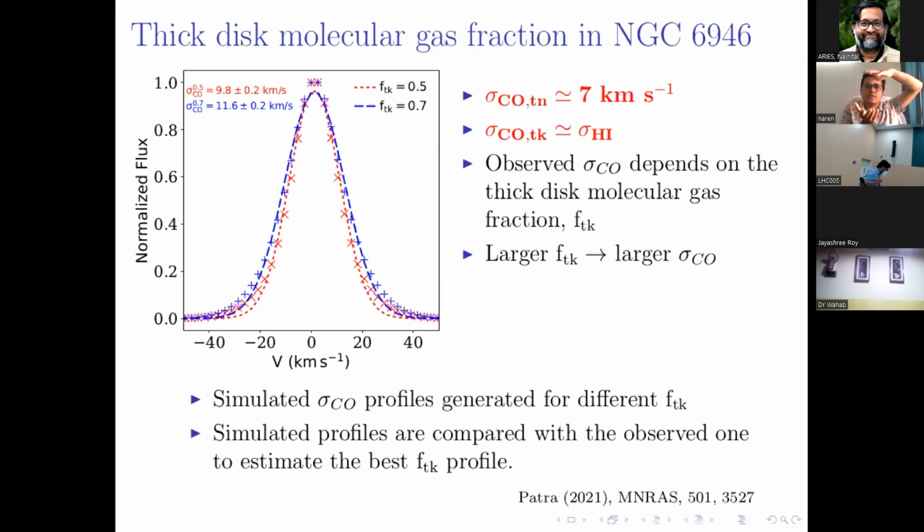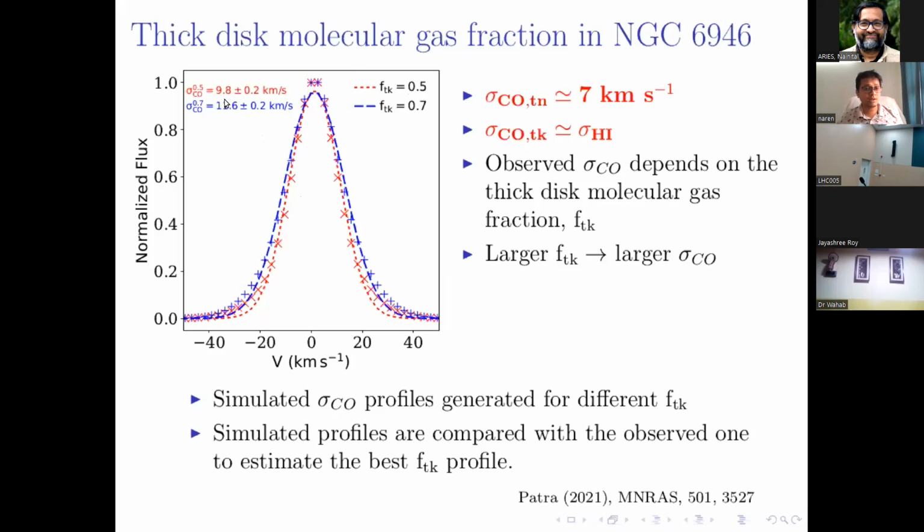If I combine these two in different proportions, say I mix 50% thin and 50% thick disk, then the width will be different, because the widths of these two individual components are different, right? Here I am showing an example. If I have 50-50 thin disk and thick disk gas, then I will have a width of something like 9.8 kilometer per second. But if I have 70% of the gas in the thick disk and 30% in the thin disk, then I will have a velocity dispersion of 11.6 kilometer per second.